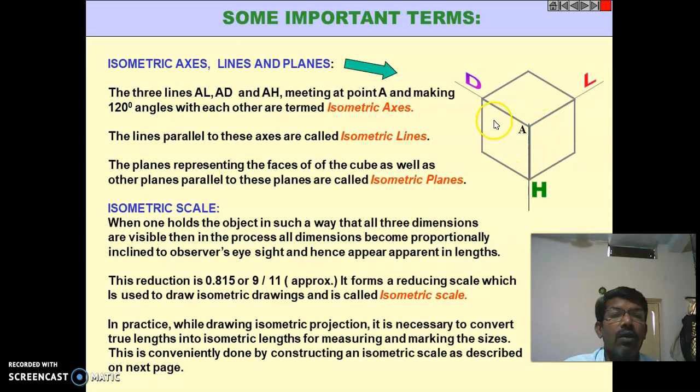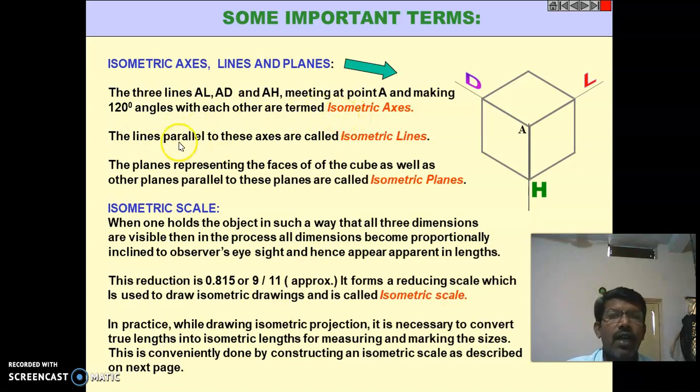So the three lines, this is 1, this is 2, and this is 3, are making an angle of 120 degrees with each other. These three lines AL, AD and AH meeting at a point A, making 120 degrees angles with each other, are termed the isometric axis.